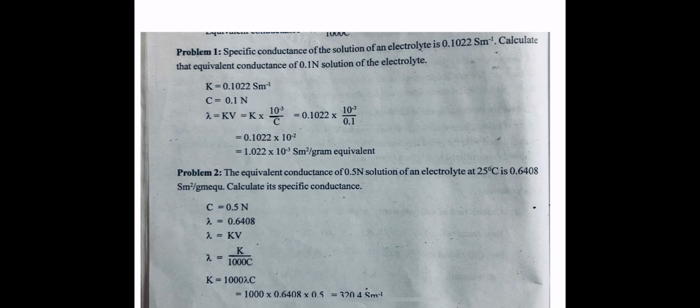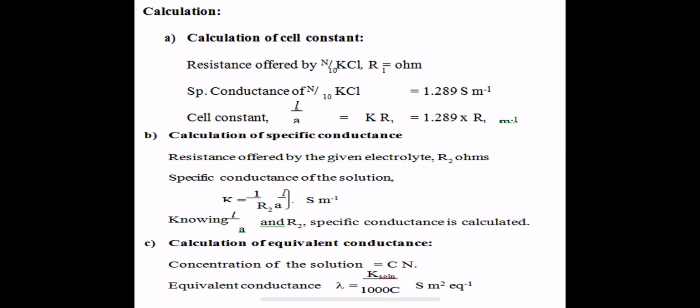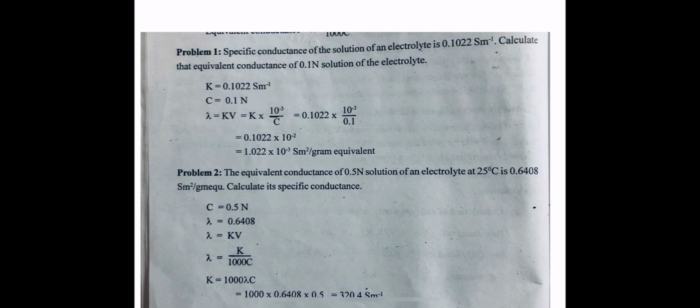Based on these simple equations, let us now discuss four simple problems, where we just have to substitute the given values into the equations we have seen here: this equation to calculate the specific conductance, and this equation to calculate the equivalent conductance. How to find the specific conductance and the equivalent conductance of an unknown solution can be understood by looking at these problems.